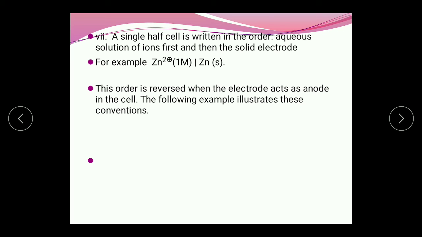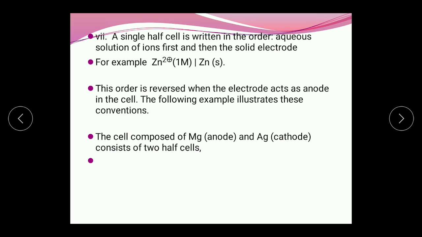Let us take one example. The cell, suppose, is composed of magnesium as anode and silver as cathode. These are the two half cells. Magnesium strip is dipped in the solution of magnesium ions. Magnesium is in the second group, so it will donate 2 electrons if it is anode, because at anode there is oxidation. So Mg will be dipped in the solution of, suppose, MgSO4, but we will not write SO4. We require only Mg plus 2. So Mg, single vertical line, Mg plus 2 will be anode.